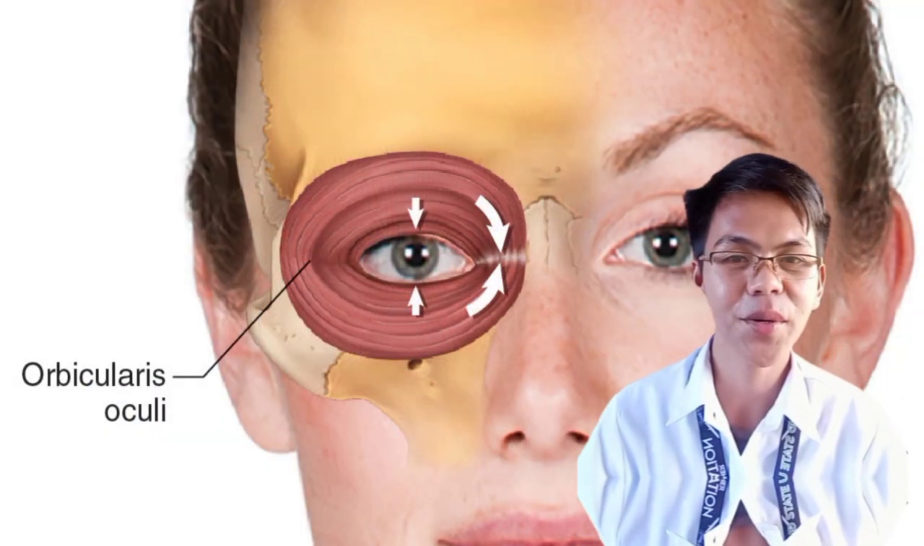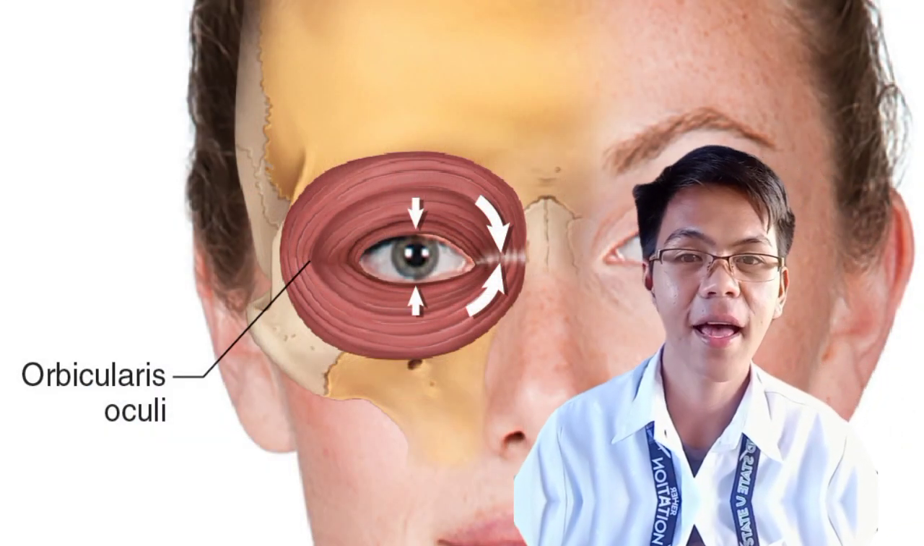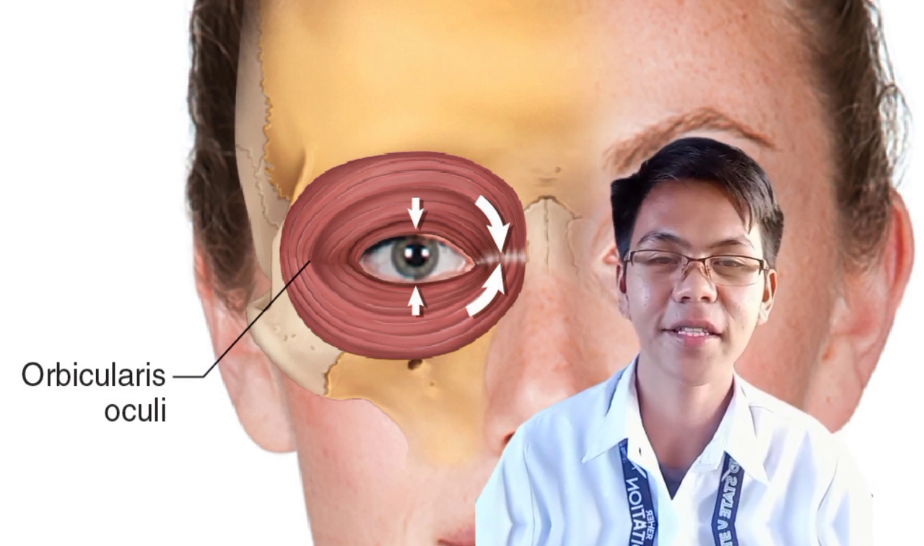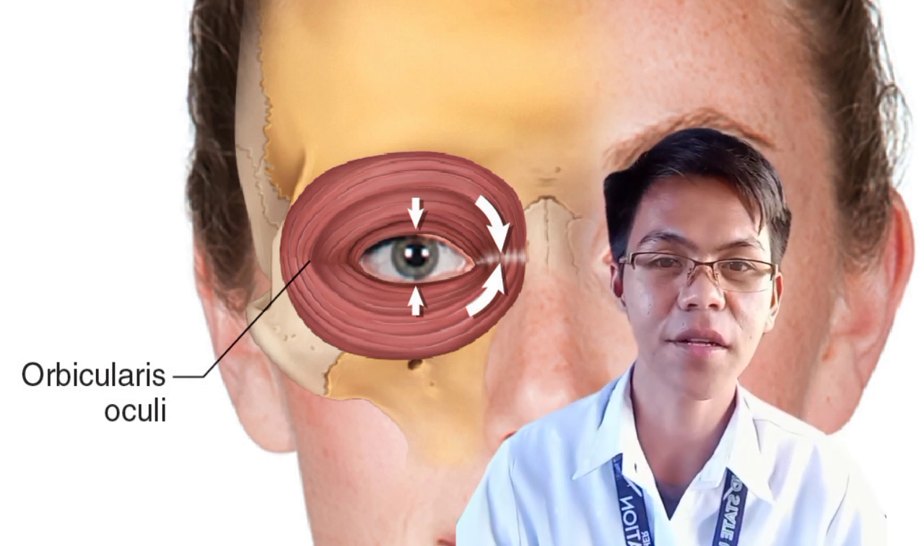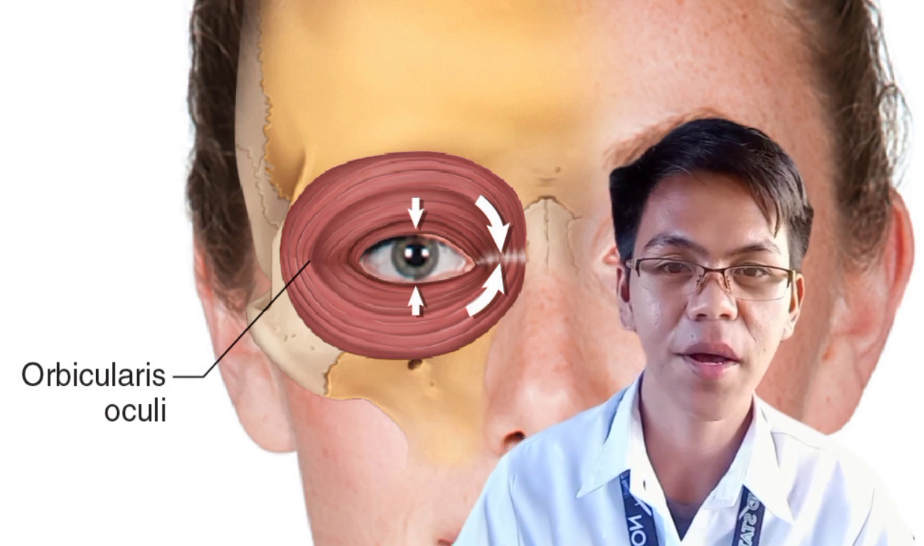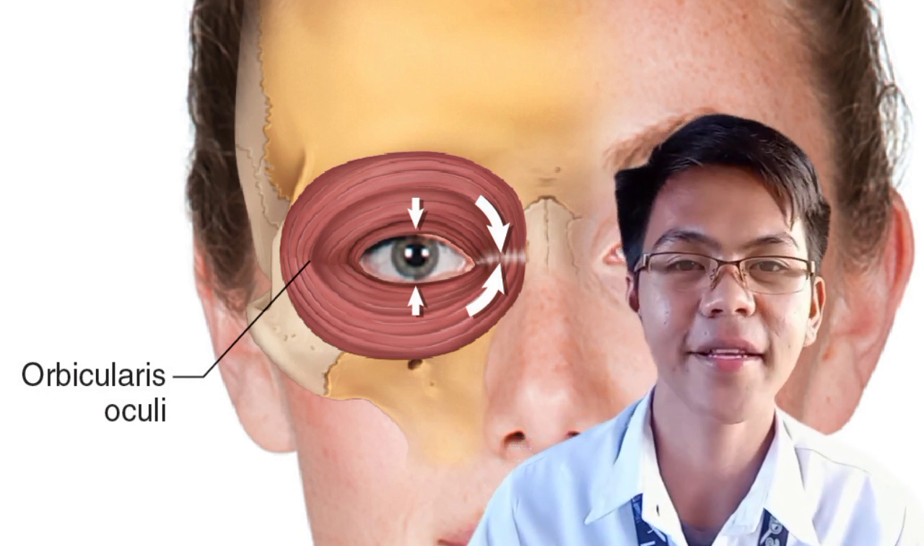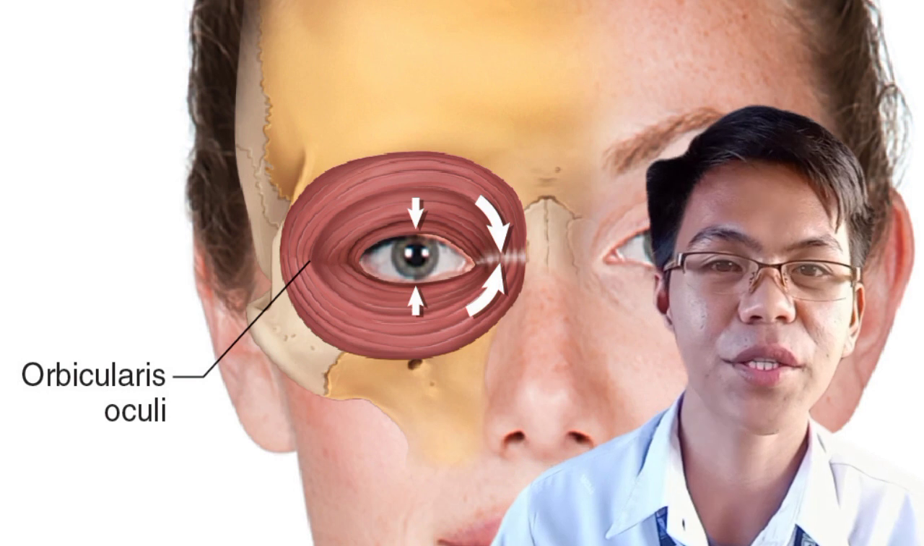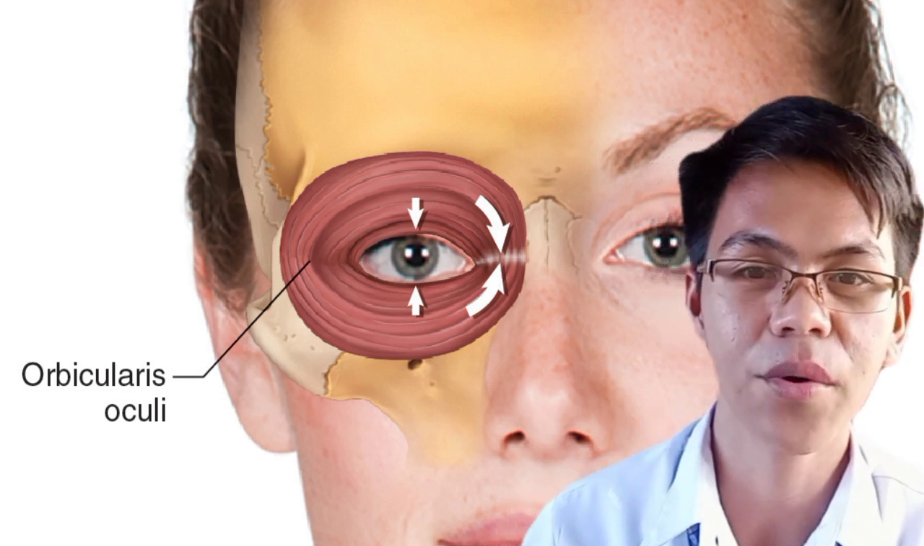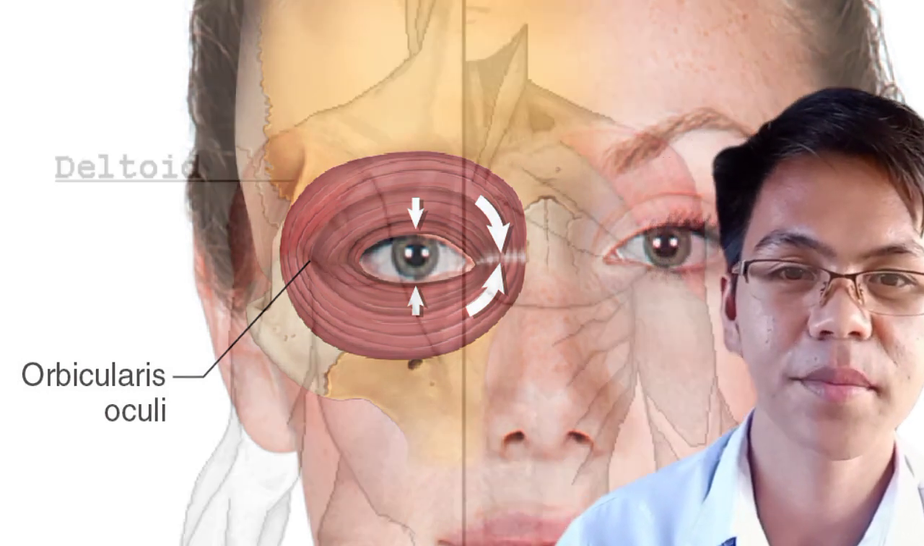Besides, there is also orbicularis oculi, a muscle located in the eyelids. It is a sphincter muscle arranged in concentric bands around the upper and lower eyelids. The main function is to close the eyelids, which occurs when the muscle contracts.